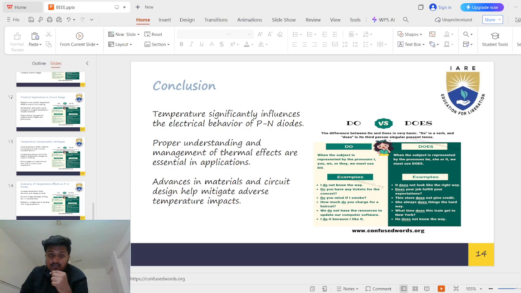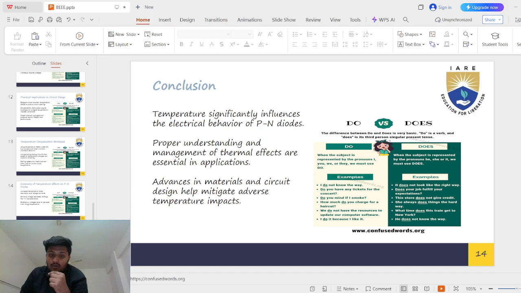To handle this, engineers use temperature-stable materials or specially designed diodes that are less sensitive to heat. Circuit design techniques like adding biasing arrangements or feedback circuits can compensate for temperature changes. Cooling methods like heat sinks or fans are often used to keep diodes from overheating. Advances in both materials, like silicon carbide or gallium nitride diodes, and smarter circuit designs help reduce the negative effects of temperature, making electronics more reliable and efficient.